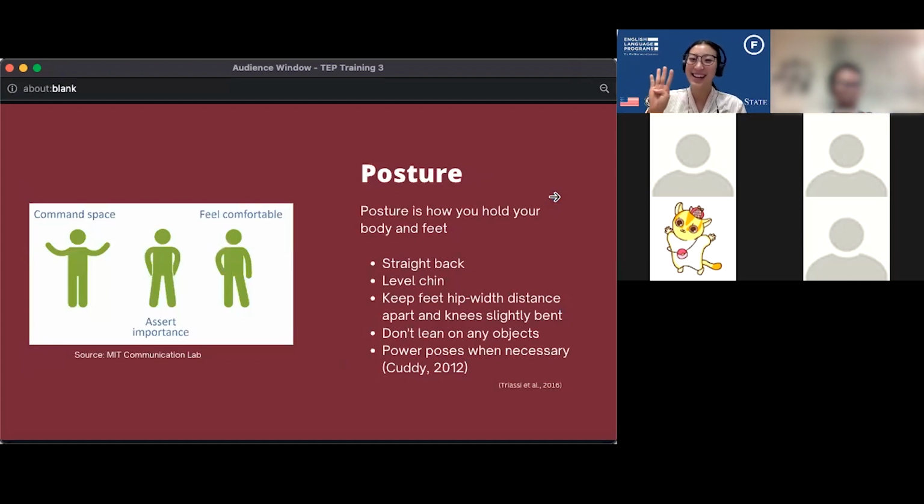Now, the final aspect of nonverbal communication for presentations is posture. Posture is how you hold your body and your feet. These are some suggestions for what might be appropriate for presentations, including a straight back, level chin, keeping the feet hip-width distance apart and knees slightly bent. I also remind students they should not be leaning on an object like the podium or the desk, right?